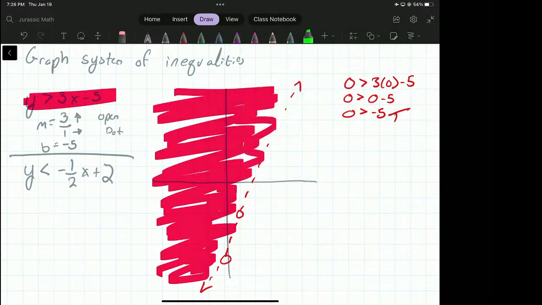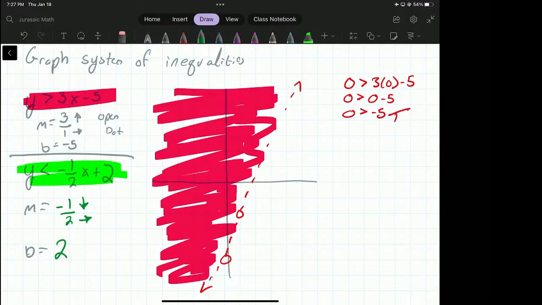Next, I'm going to choose green for my second equation. And we're still going to do the same exact thing, m and b. So this time, my m is negative 1/2, which means go down 1 to the right 2. And my y-intercept is 2. This still is the same like the last one, where there's no line, so it's going to be an open and dotted line. So I'm going to go up to 2, 1, 2, put a dot, go down 1 over 2, put a dot, and then once again, make a beautiful dotted line.